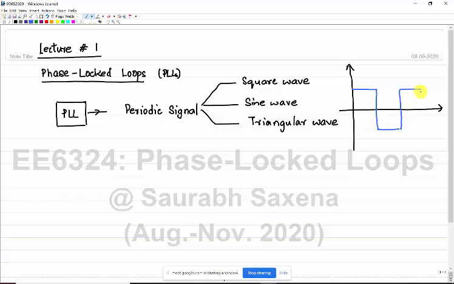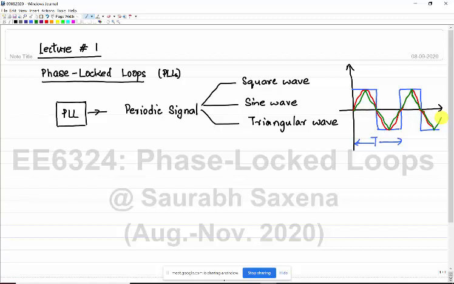This is our square wave which has a certain period T. Similarly, we can also have a sine wave whose period is also T. Just assume this is a sine wave, and we can also have a triangular wave whose period is the same as the square wave. So all these signals are periodic. By the way, it appears like the sine and triangular waves are the same, but they are actually different.